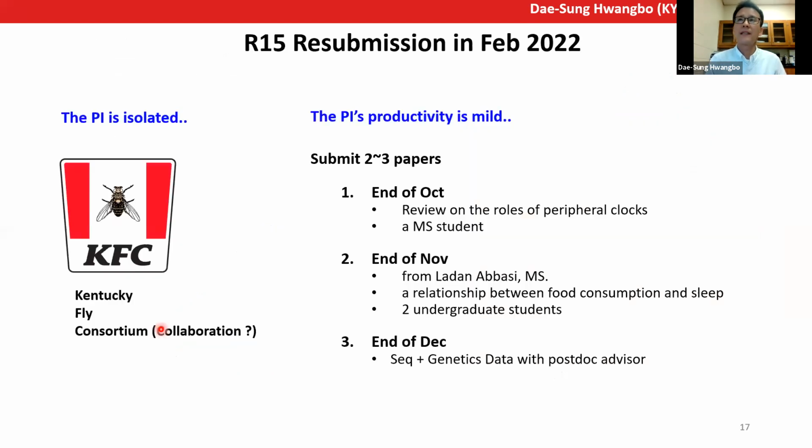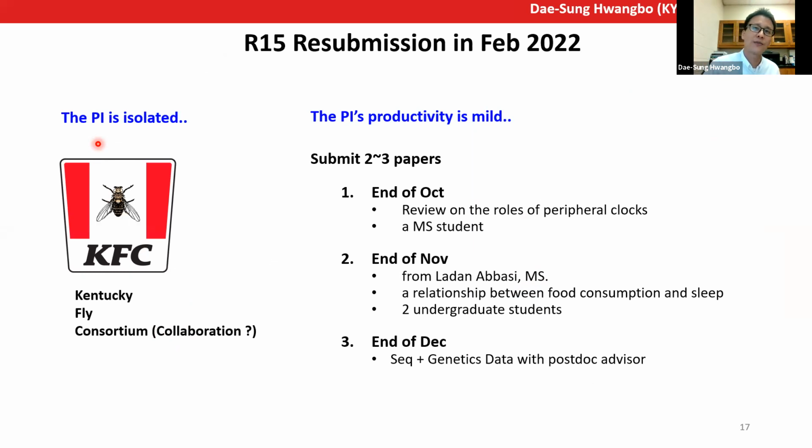So we submitted R15 and got two major issues. They said the PI, which is me, is isolated. What that means is that in Kentucky, in the Louisville area, the PI is the only fly lab, so he cannot get help if he has any problem. That is true.